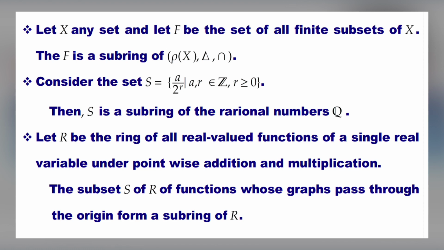Consider the set S equal to the set of all a over 2 to the power r, such that a, r belong to Z and r is greater than or equal to 0. Then S is a subring of the rational numbers Q. Let R be the ring of all real valued functions of a single real variable under pointwise addition and multiplication. The subset S of R of functions whose graphs pass through the origin forms a subring of R.